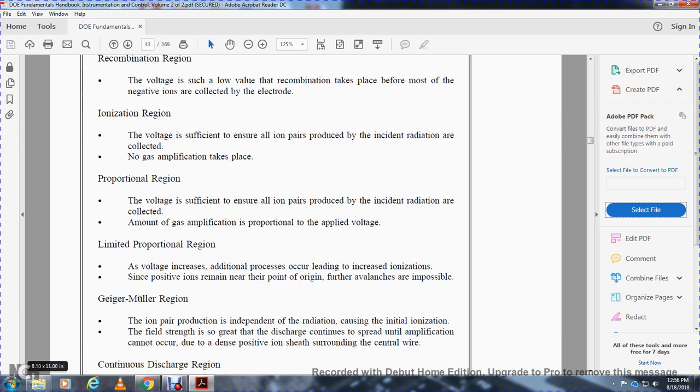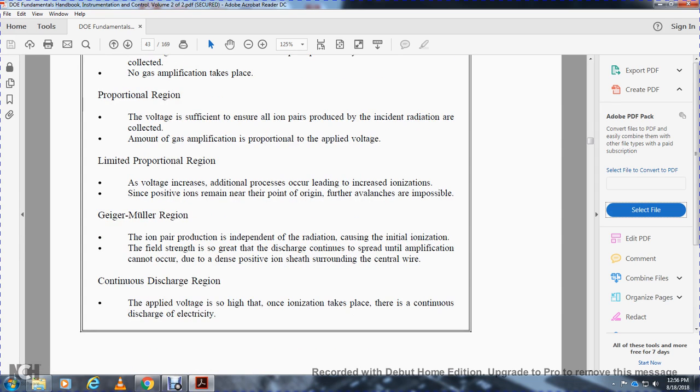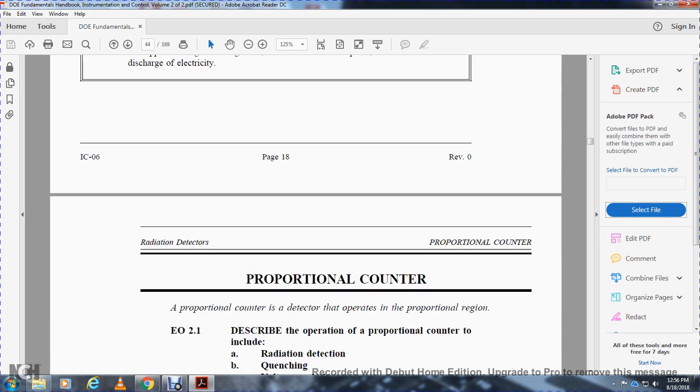Limited proportional region: as the voltage increases, additional processes occur. Increased ionization, since the positive ions remain near the point of origin, makes further avalanches impossible. Geiger-Muller region: the ion pair reaction is independent of the incident radiation. The field strength rises at a rate so great that the discharge spreads and the amplification cannot continue due to the density of the positive ion sheath surrounding the central wire. The applied voltage is so high that once ionization takes place, there is a continuous discharge of electricity.